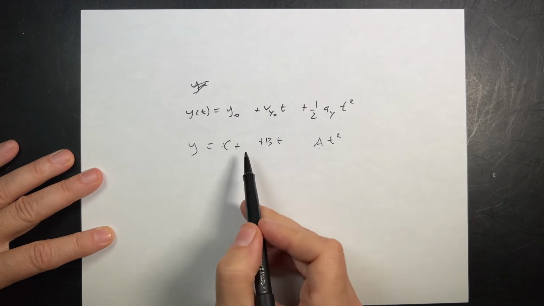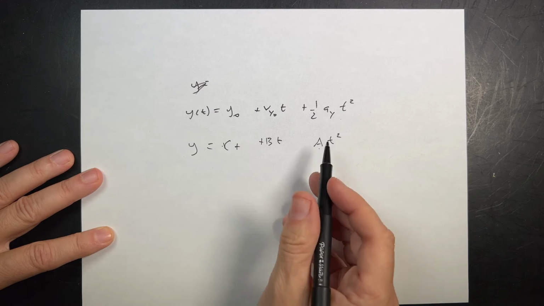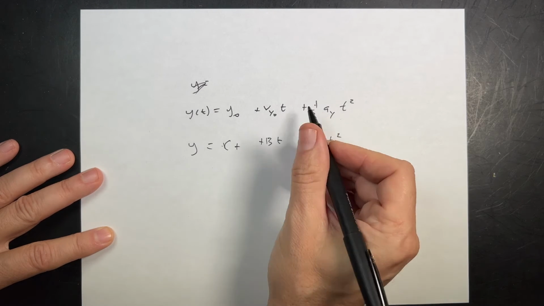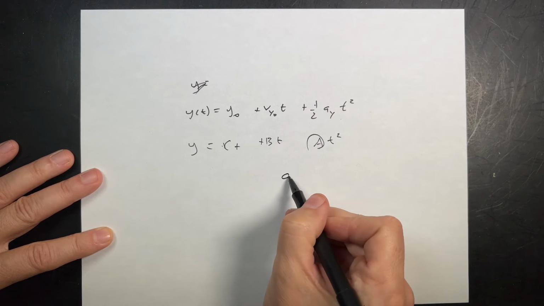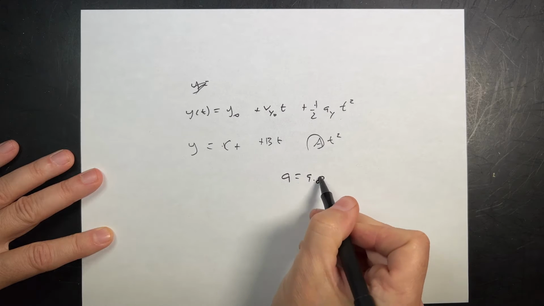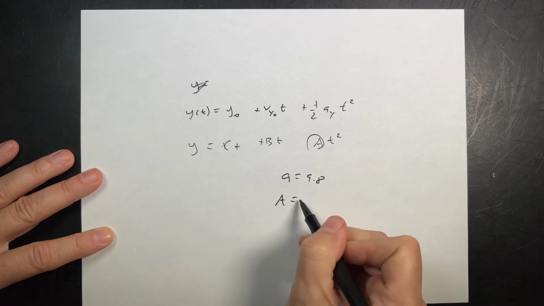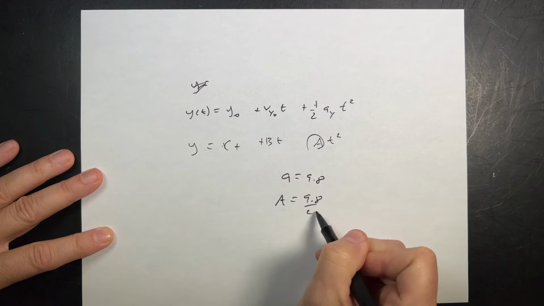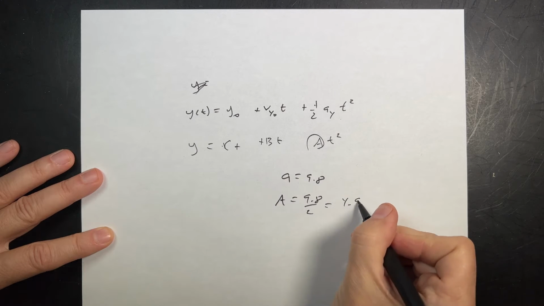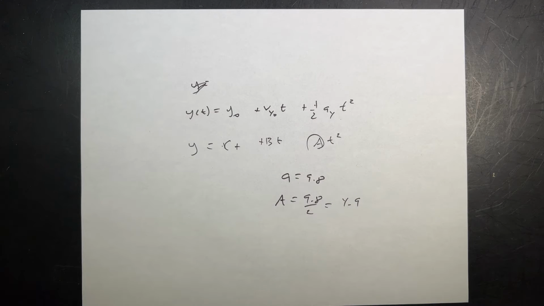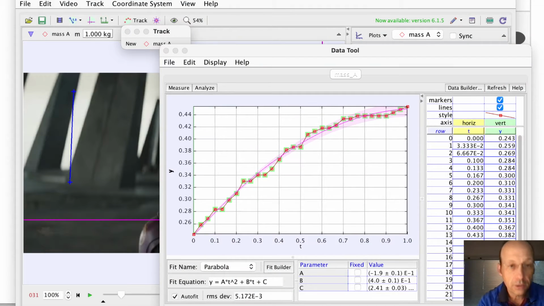So I get these coefficients a, b, c. So this would be 1/2 that. So if I want the acceleration to be 9.8, then a would be 9.8 over 2, which is 4.9. So that's what I want. Okay. So I want this number to be negative 4.9.